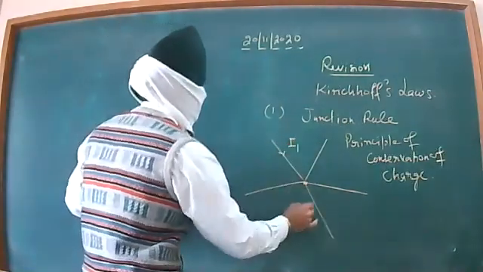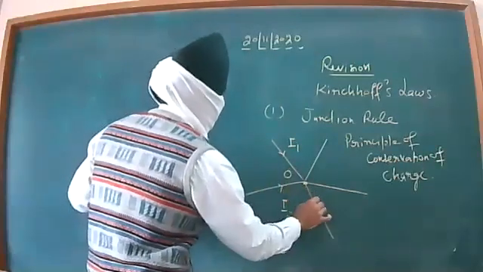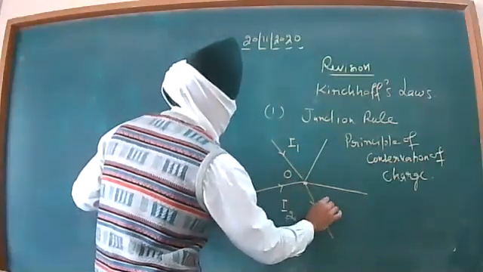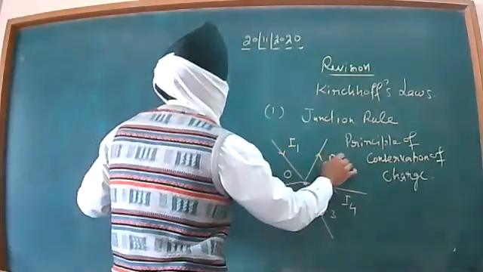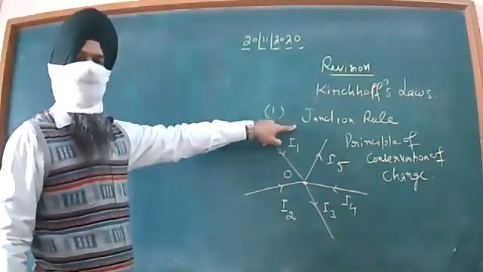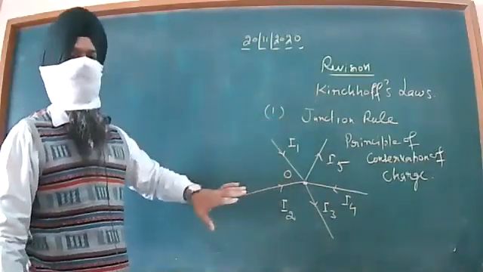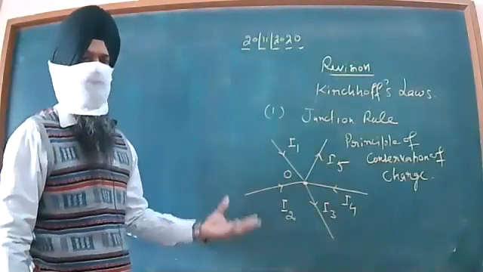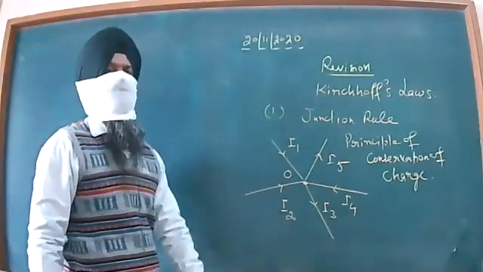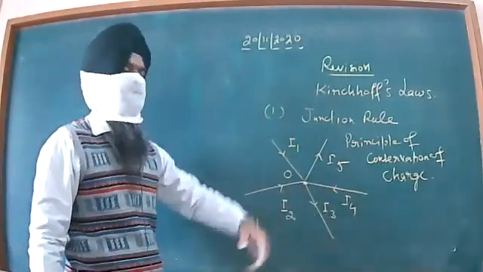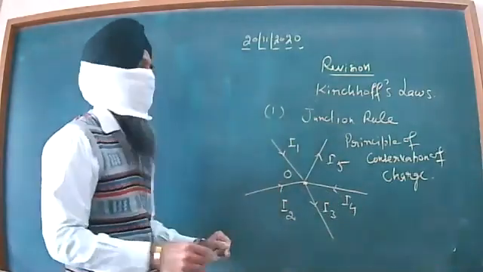Imagine I1 current is entering, I2 current is entering towards point O. This is point O at the center. I3 is leaving, I4 is coming, I5 is leaving. The junction rule states that the net current at a point is always zero. In other words, the net current entering is equal to the net current leaving. Only then will your net current at point O turn out to be zero.